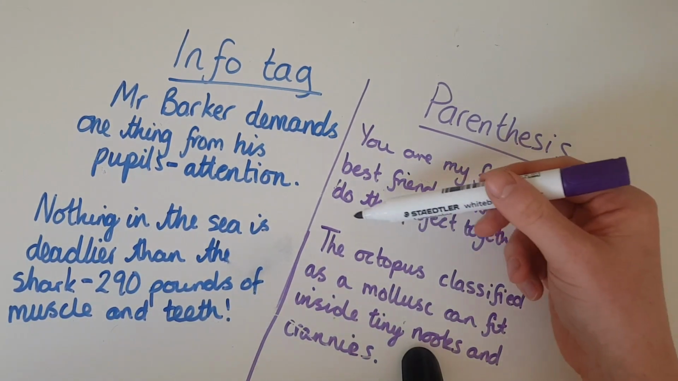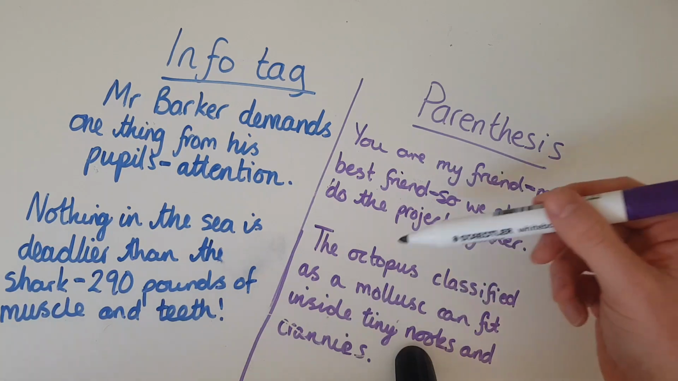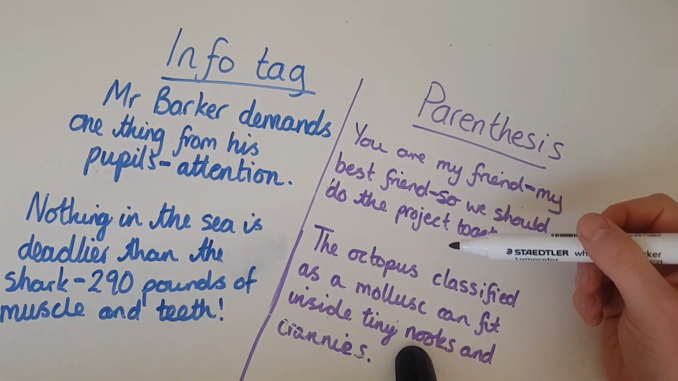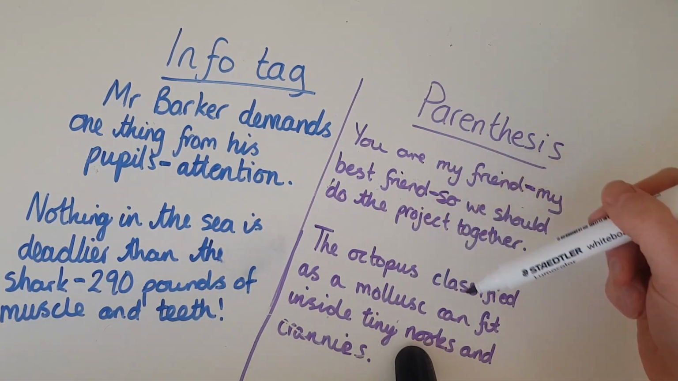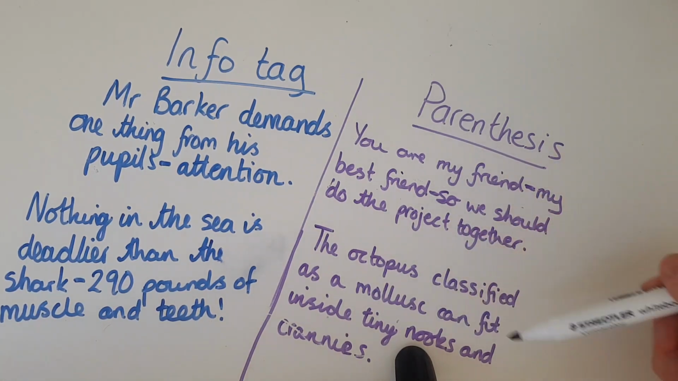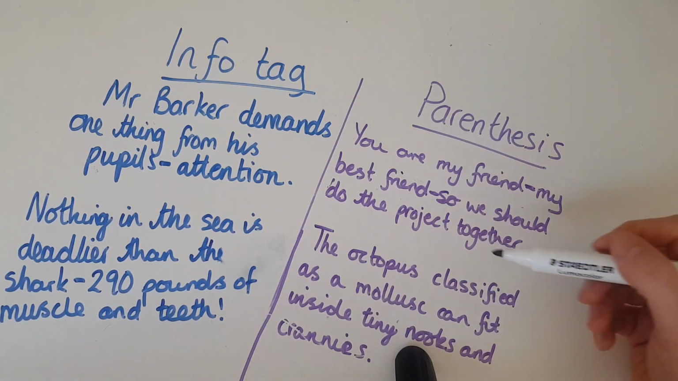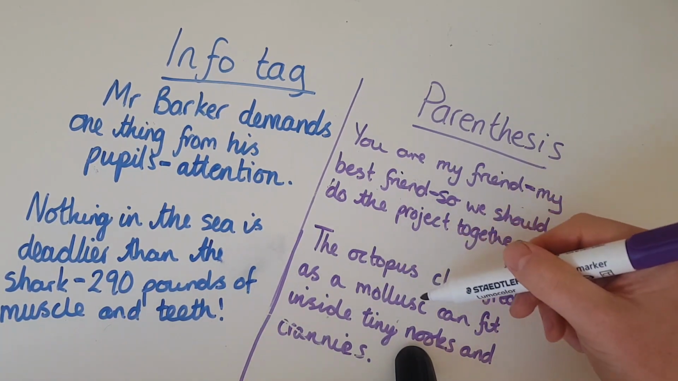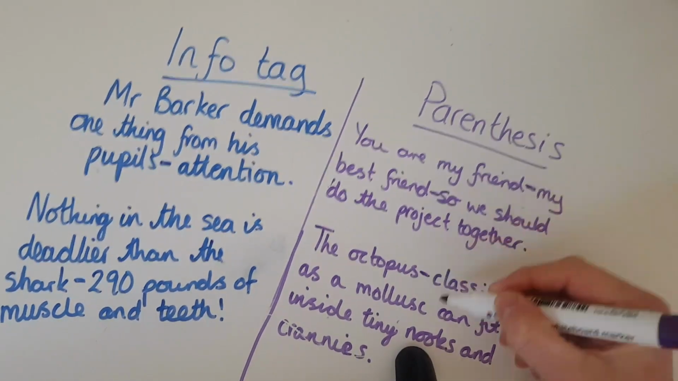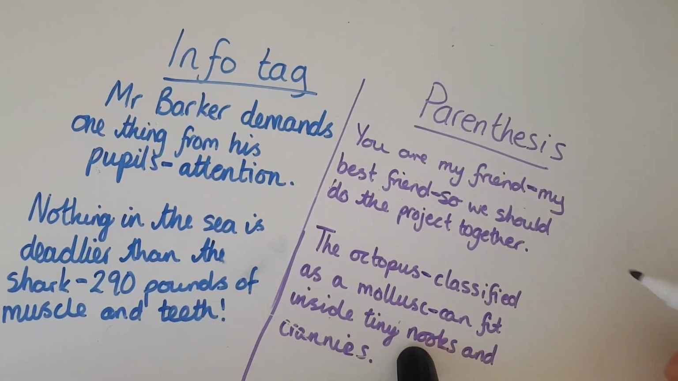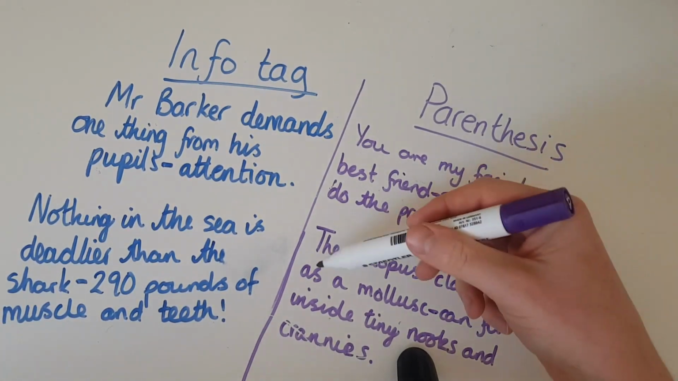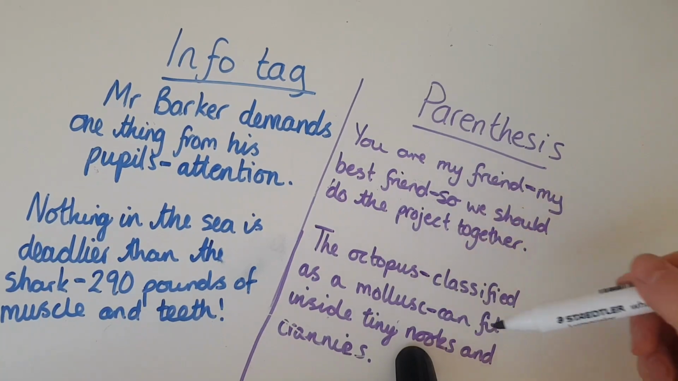Okay, so if we have a look, which part of the sentence makes sense by itself? The octopus can fit inside tiny nooks and crannies. That is my subject and this is my predicate. So this section, classified as a mollusk, could then be my parenthesis. Okay: the octopus, classified as a mollusk, can fit inside tiny nooks and crannies.